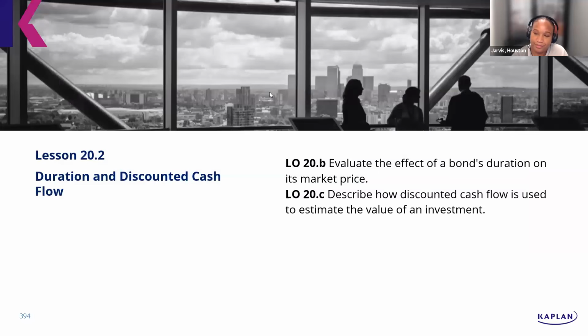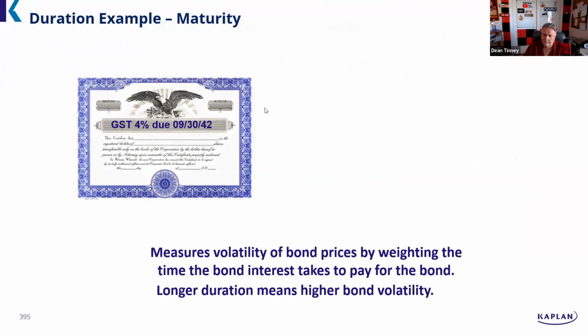Or different, right? I talked about duration. Remember how I said we're going to ask a duration? Long and low. So duration is volatility. It measures the volatility of the bond prices by weighting the time the bond takes to pay. Longer duration means higher volatility. So here we go on the test.